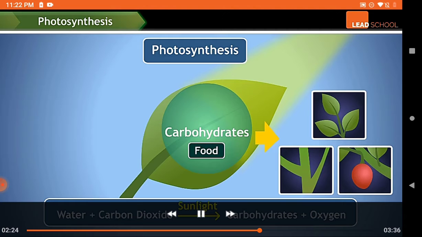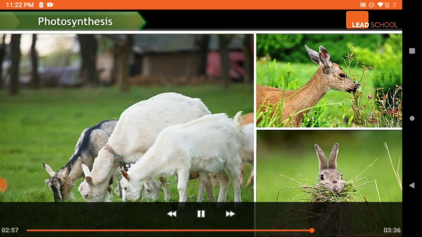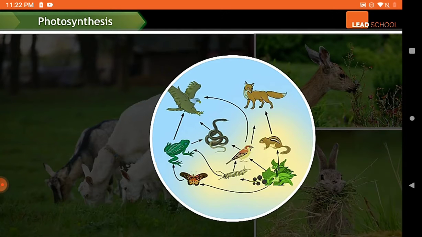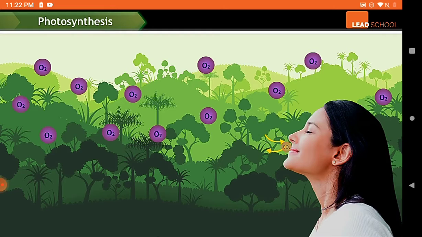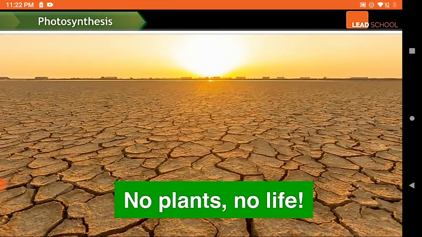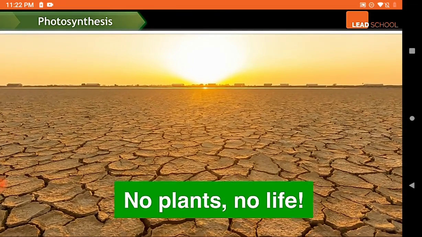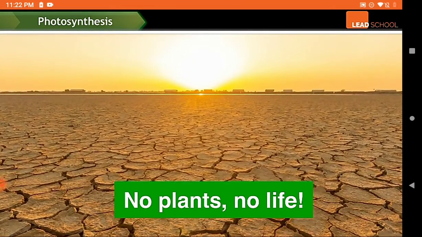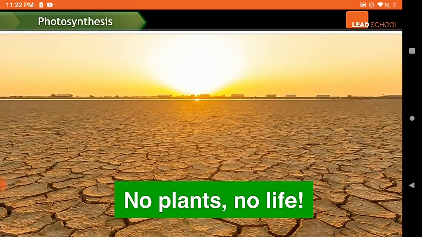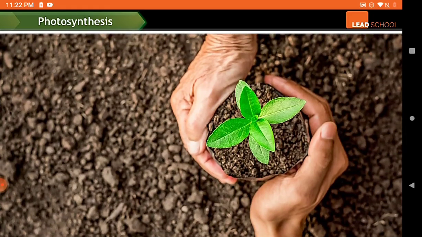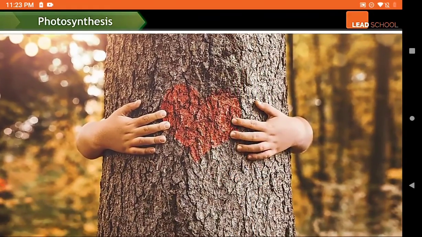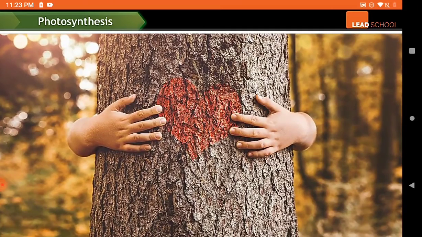Therefore, all organisms depend on plants for food, either directly or indirectly. In addition to this, photosynthesis is the only process that provides Earth its oxygen. So, there would be no life on Earth if it wasn't for plants and their magical ability to use energy from the sun and turn it into food. Now we know why plants are amazing organisms, because life on Earth wouldn't be possible without them.